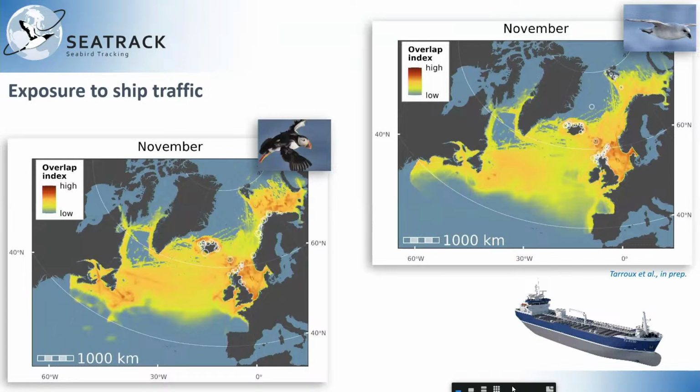This last slide of results for today shows the variation in exposure to ship traffic with two highlights here. Firstly, there seems to be less variation among species, at least for this period, and when comparing the Atlantic puffin and the northern fulmar. But secondly, the exposure to ship traffic is very widespread, even though some areas like the North Sea or the Barents Sea have higher levels due to higher densities of shipping lanes in those areas.